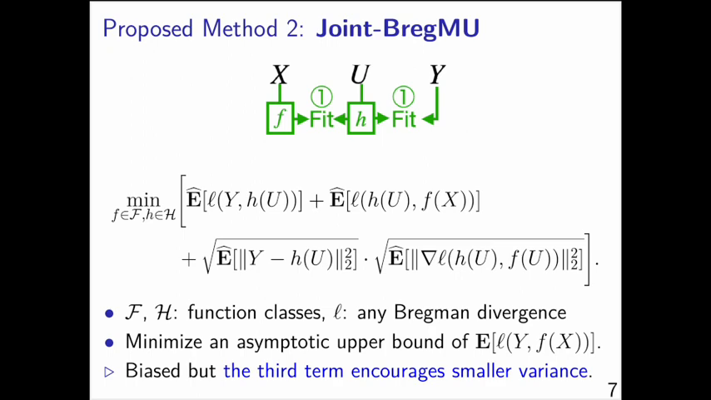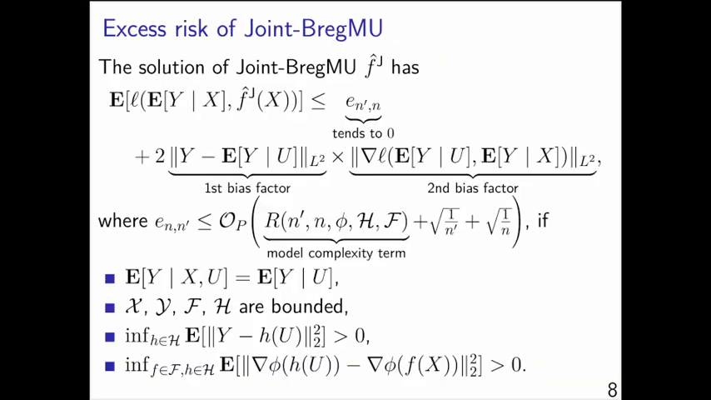The objective function of this method asymptotically upper bounds the ordinary supervised loss, E[L(Y, F(X))]. This method introduces some bias but encourages smaller variance. Our analysis shows that the excess risk of the prediction given by joint Breg-MU is bounded by a vanishing error term plus the multiplicative bias term. This suggests that the bias will be smaller if either of the two factors is small.